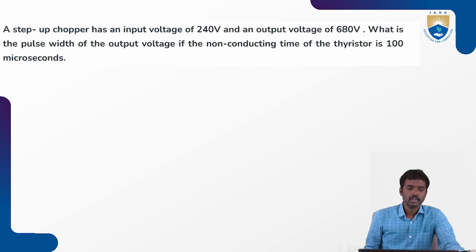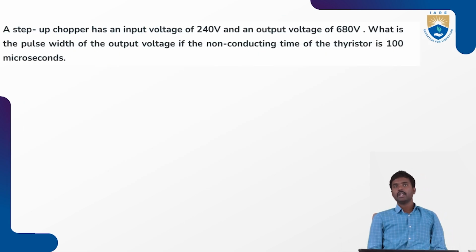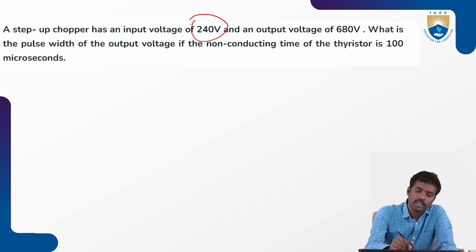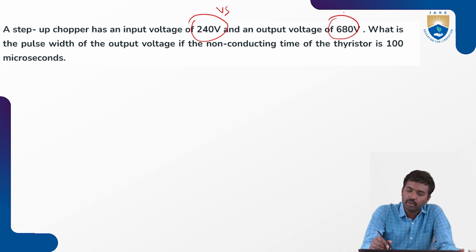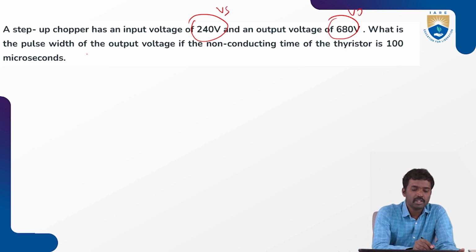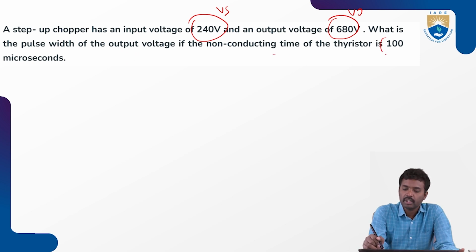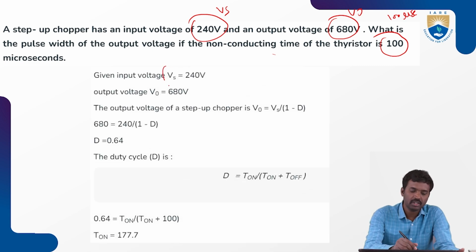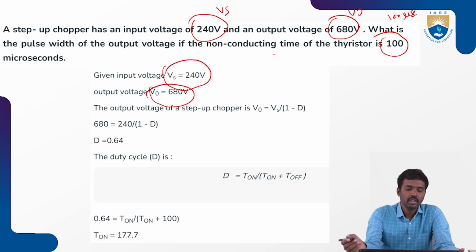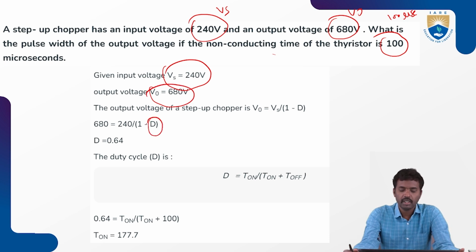And now, these are the advantages, disadvantages, and operation. Now here is a problem on the step up chopper. The step up chopper input voltage is Vs and the output voltage is V naught. What is the pulse width of the output voltage, given the non-conducting time is 100 microseconds? How will you calculate it? This is Vs and this is V naught, so from this calculate the duty cycle.